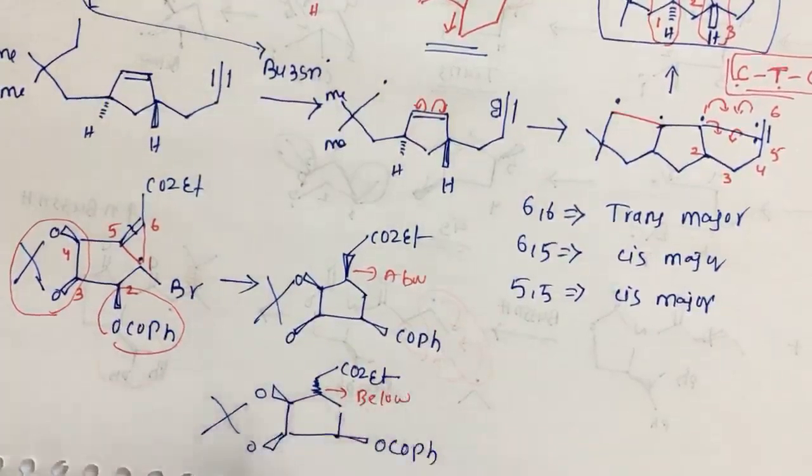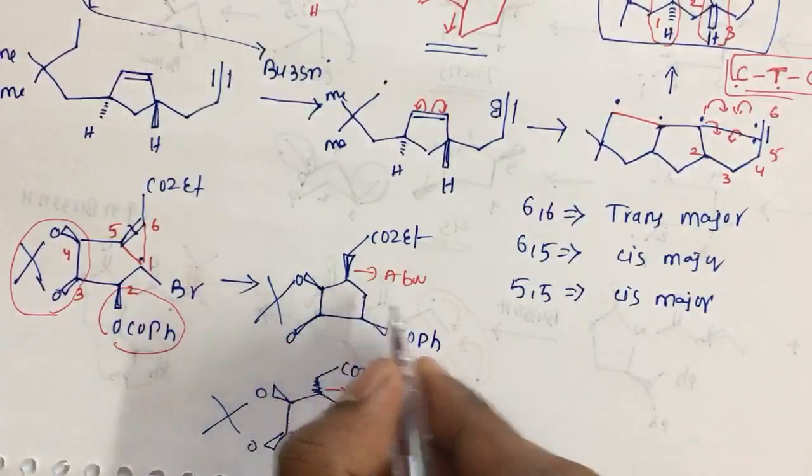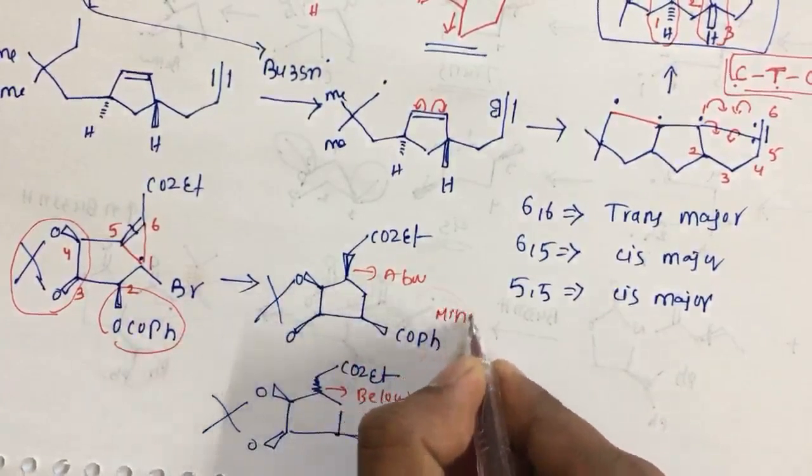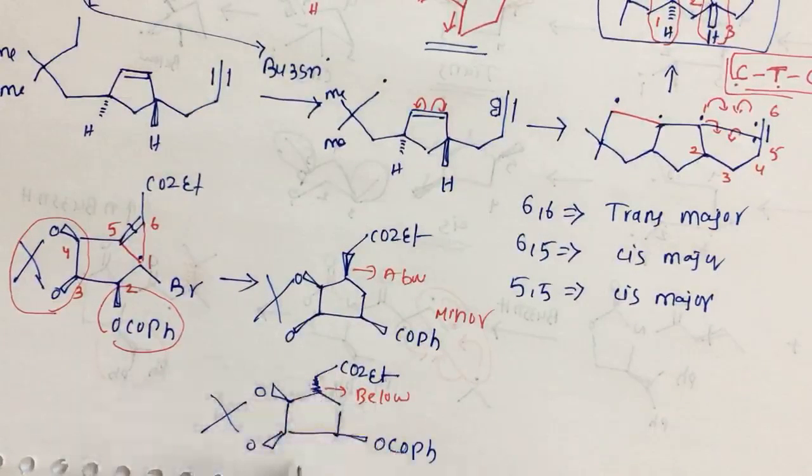So in the case of n-butyl, stereochemistry is very important. Since bulkiness is already there above the plane, this will be the minor product. Here there is no steric crowding, since this is below the plane, that's why this is the major product.